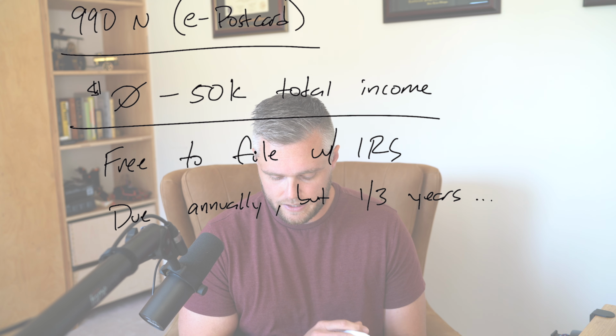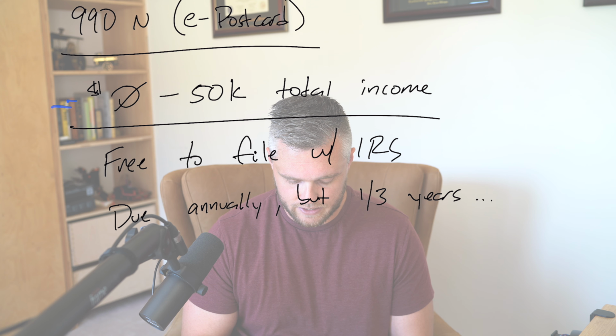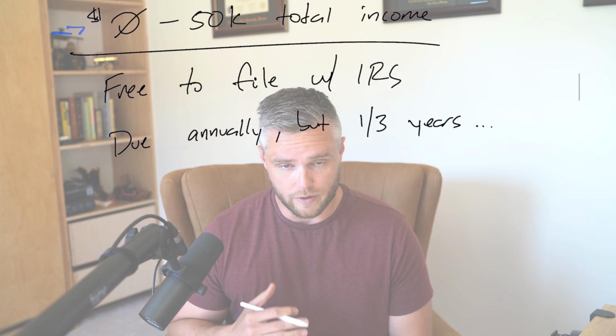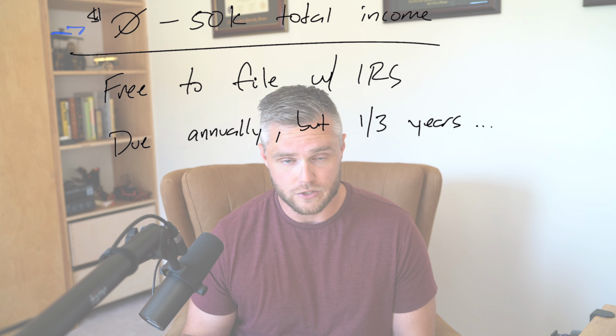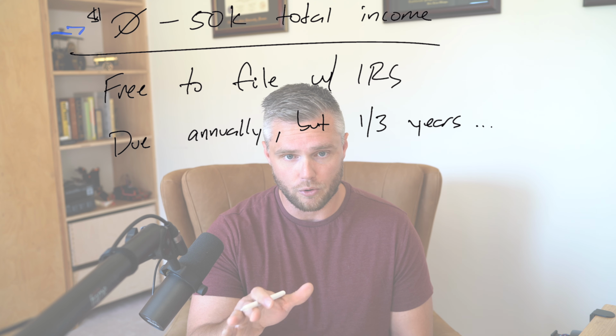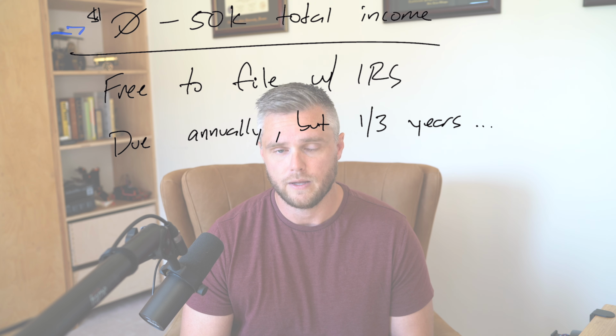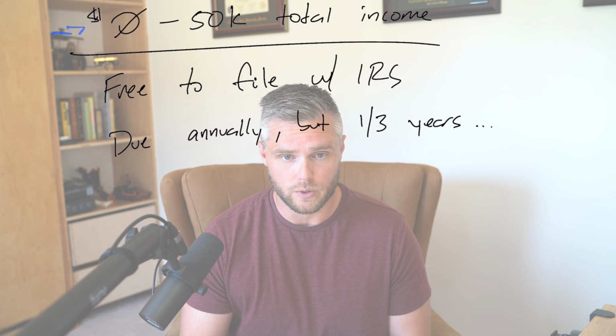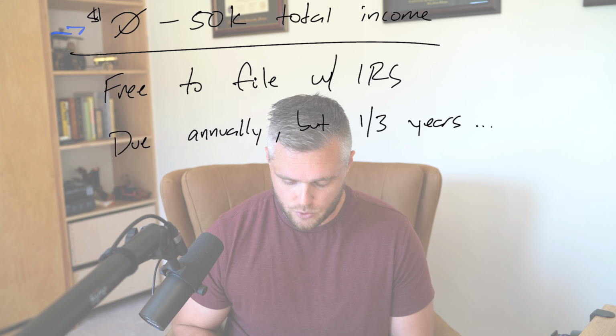So the 990N e-postcard, again, is anybody that's got $0 to $50,000 worth of total income. And this is actually a free-to-file form with the IRS. You can go to the IRS website. They've got a little portal there that you can use. It's super simple. CPAs can also do this for you, but really it's free. You can do it at any time, and it is due annually.